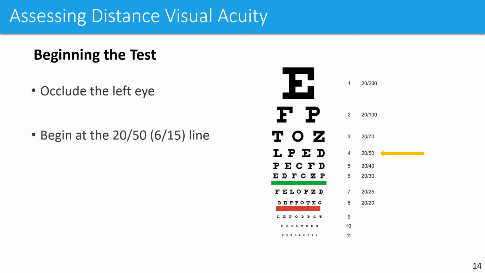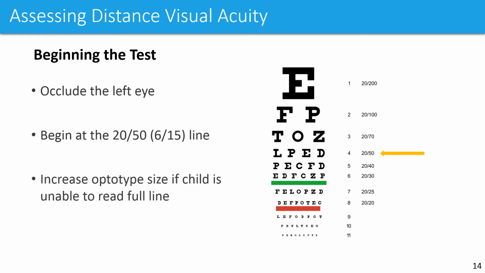Make sure that the line that is being identified has a line below and above it. If the child is unable to identify the full line of optotypes, increase the size and then go back down in size as appropriate. Make sure to provide genuine encouragement and praise after all attempts.